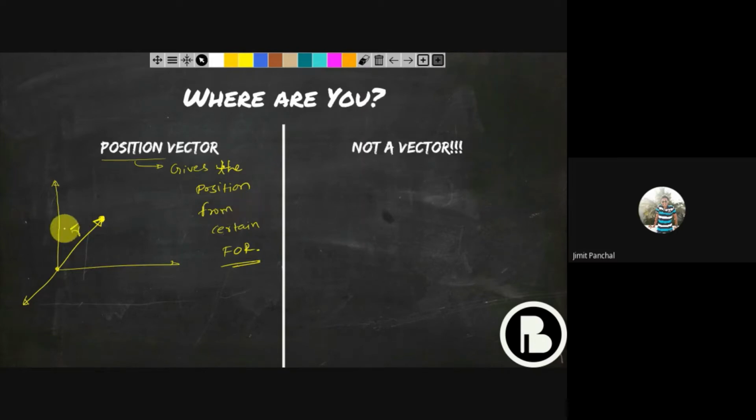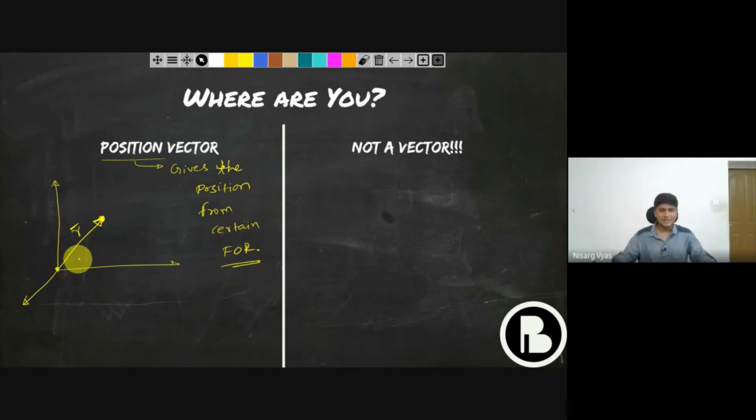The word origin is merged because in mathematics, mathematicians never worry about position vector. They take the vector anywhere in the space and they go on calculating their work. But the physicist always worries about taking the origin. Yes, absolutely correct. So that's what I was going to cover in this. But yes, you have pointed it out. So this gives the position from a certain frame of reference's origin.